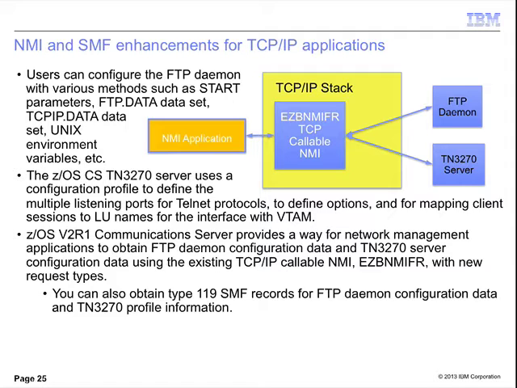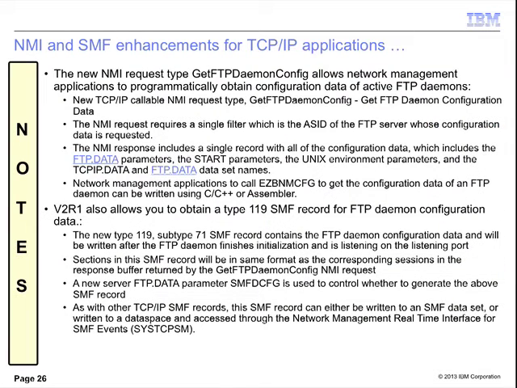We provide two ways to get this information. The existing TCPIP callable NMI has two new request types where the application can retrieve this, or you can just generate it through SMF records. It's another option, which is fairly easy to do as well. The next two charts are bullets, a lot of bullets of detail on how that works. I'm not going to go through this. I just want you to know this capability exists in case you come across a product that might be exploiting it. You can see what the usefulness of that would be.